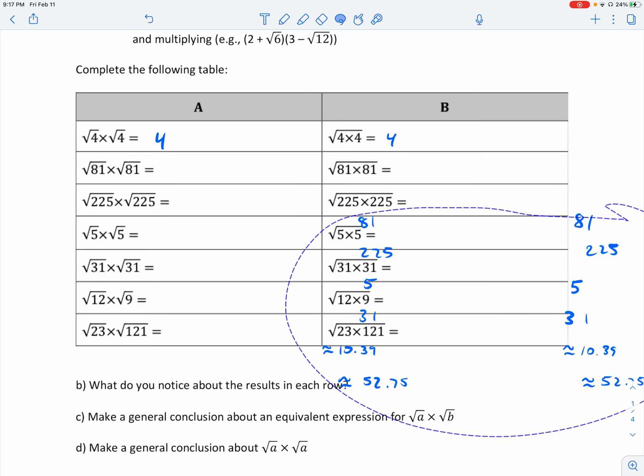Let's expand into the second term. 2 root 3 times 5 root 3. We're going to have to do the 2 times the 5. That's going to give us 10. And then the 3 times the 3. That's going to give us root 9. And root 9 is just 3. So we're going to have 8 root 3 plus 10 times 3. So it'll be 8 root 3 plus 30.